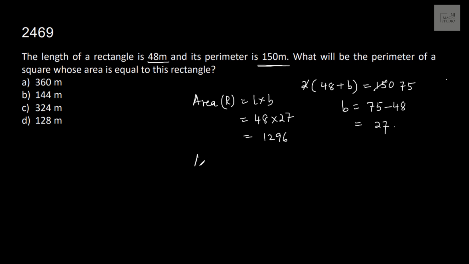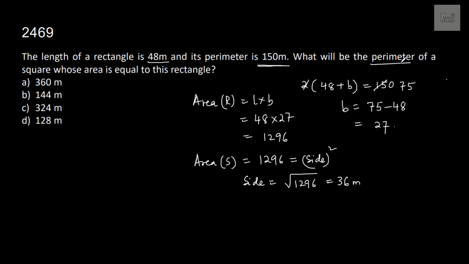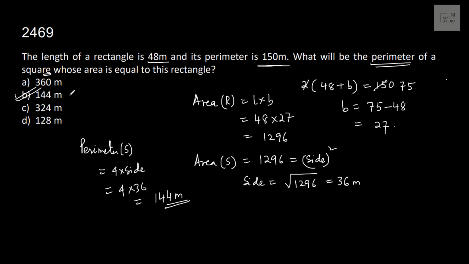Now area of the square is also the same as area of rectangle, that is 1296, and area of square is given by side square. Therefore one side of the square is root over 1296, that is 36 meter. Now they are asking what the perimeter of the square is. Perimeter of the square is given by 4 times its side, that is 4 into 36, that is 144 meter. And yes, that features in option B.